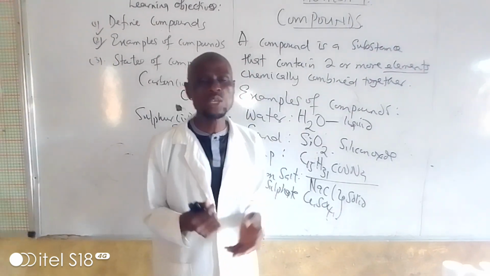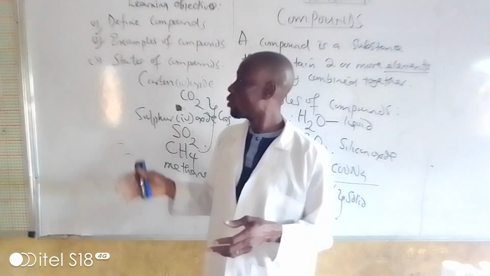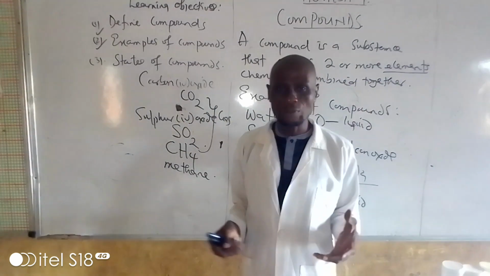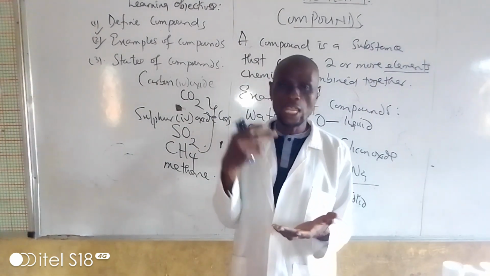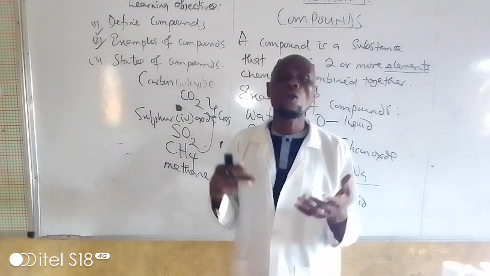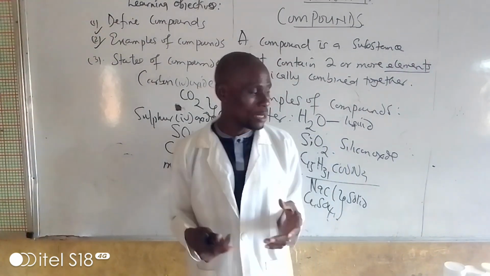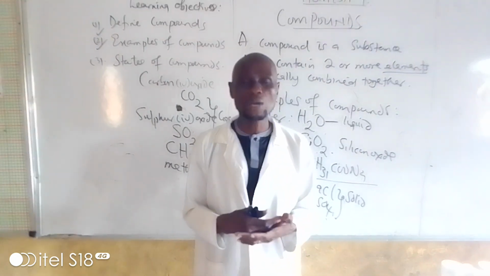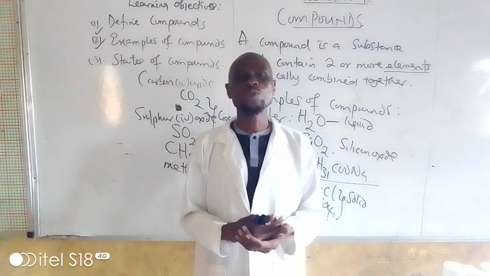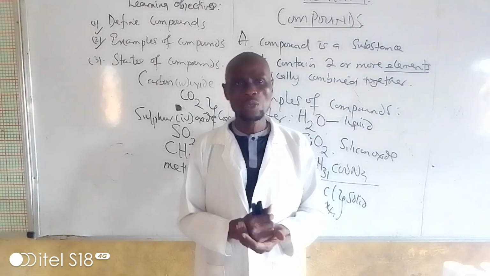So we are able to see what is called a compound. We have given examples of compounds and their states, either liquid, solid, or gas. I've shown you various examples of compounds. So this is where we are going to stop today.